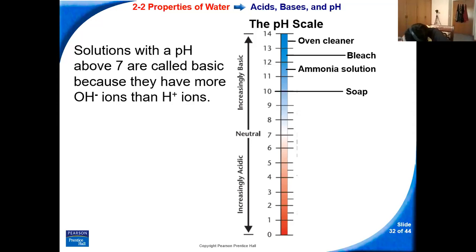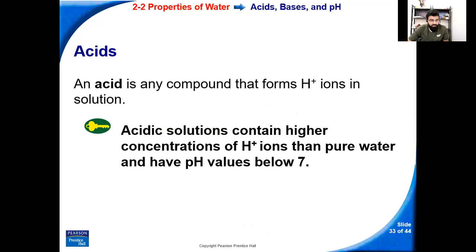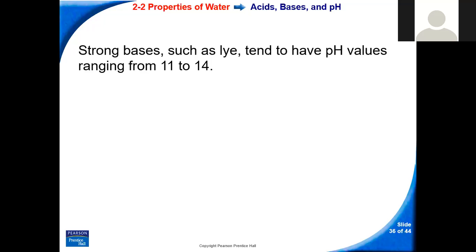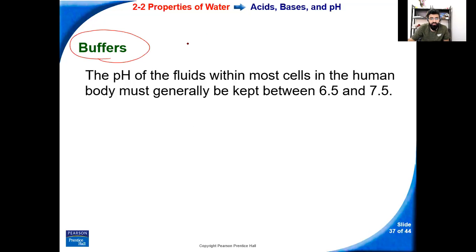Okay, and that's it, guys. Everything here is explained. The last thing, and we finish, is something called a buffer. What is a buffer? A buffer is a chemical that maintains the pH. What do you mean by maintaining the pH?